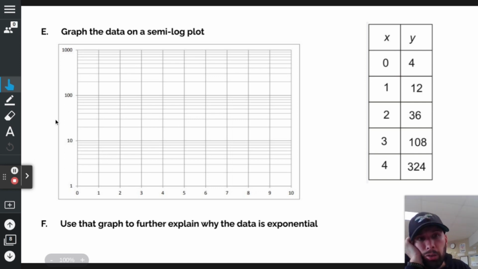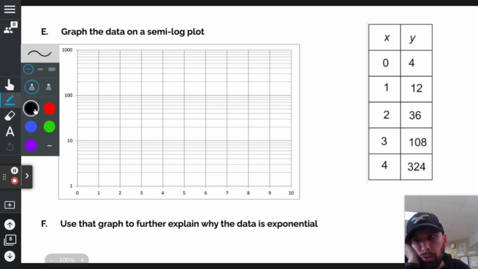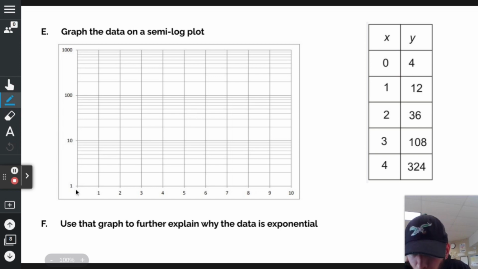Okay. 0, 4. So let's graph 0, 4. So 0, 1, 2, 3, 4, 1, 12. So here's 10. Remember, once I skip up here, I now have 10, 20, 30. So 12 is probably going to be right around here. 2 is going to be 36, so there's 20, there's 30, so 36 is right around here.